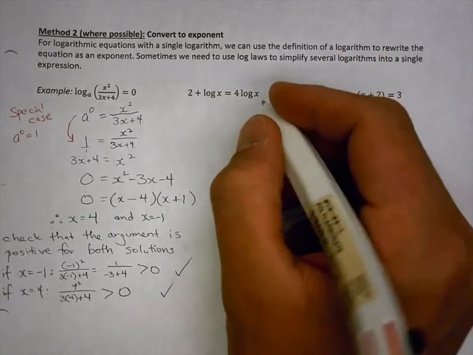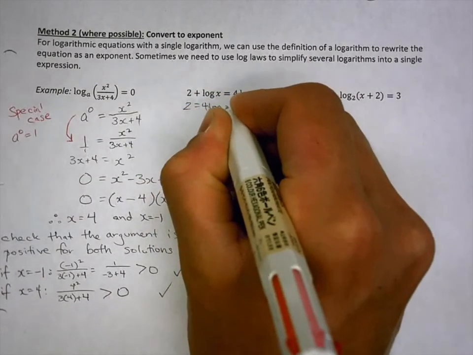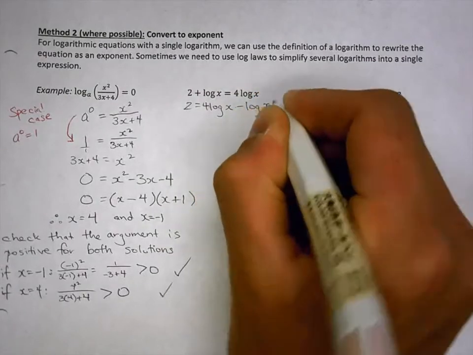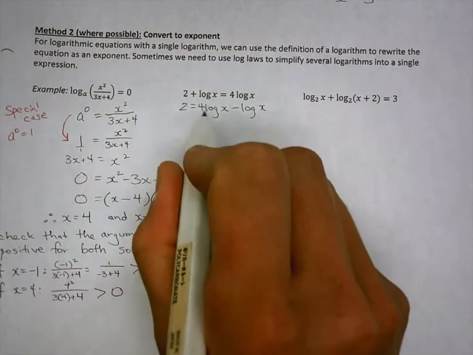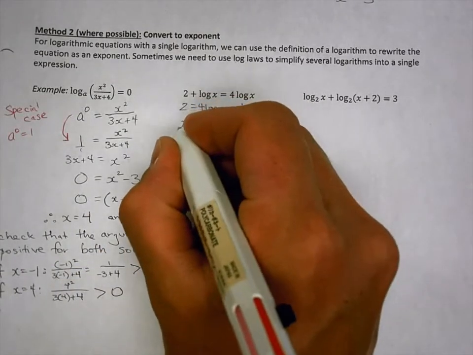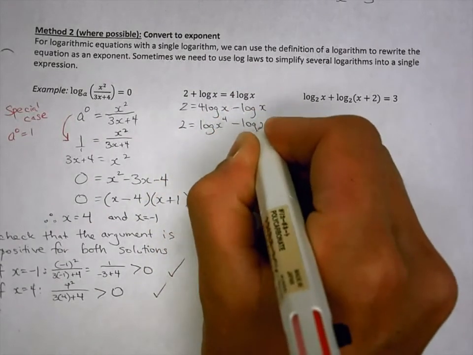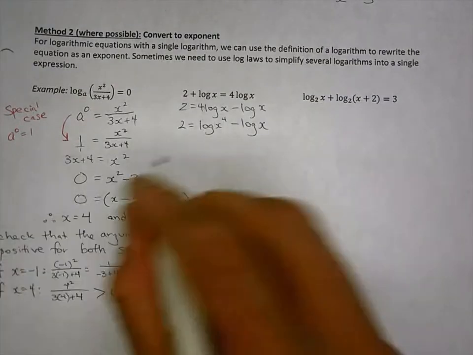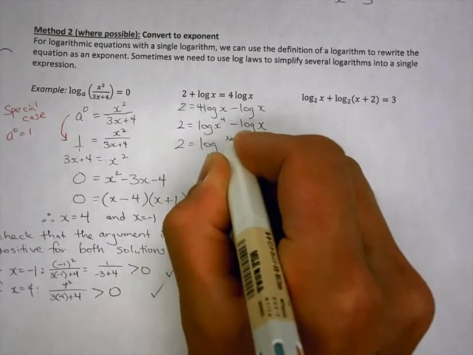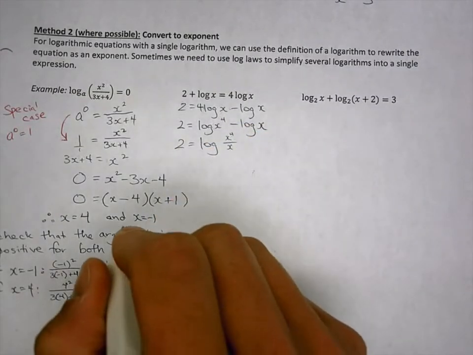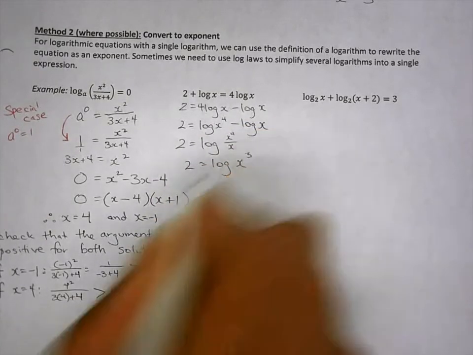So watch what I'm going to do. I have 2 is equal to 4 log x minus log x. So I brought this log to the other side. Now it's a simple matter of using log laws to combine these two expressions. Let me bring the 4 up here, and now let me use another log law to combine these two. So I would get log of x to the power 4 over x. And when I divide that, I get 2 is equal to log x cubed.